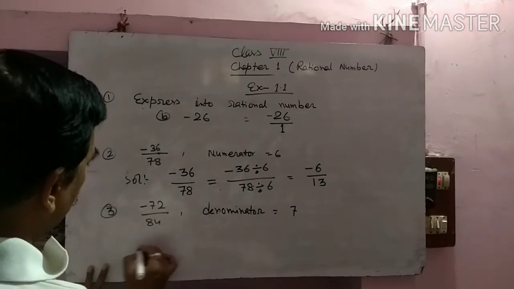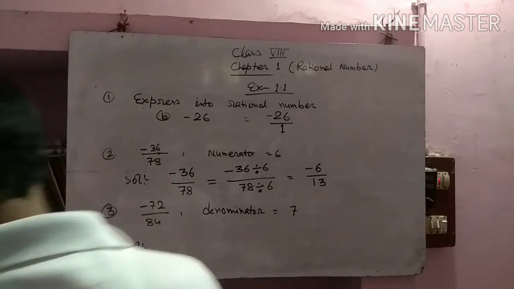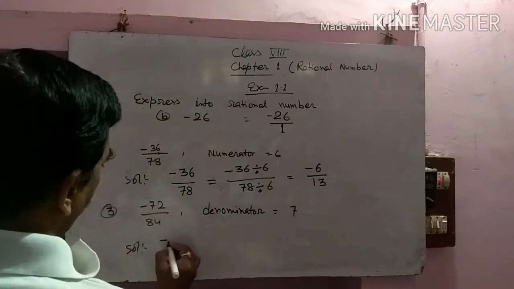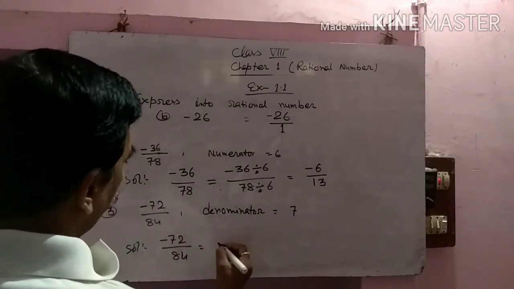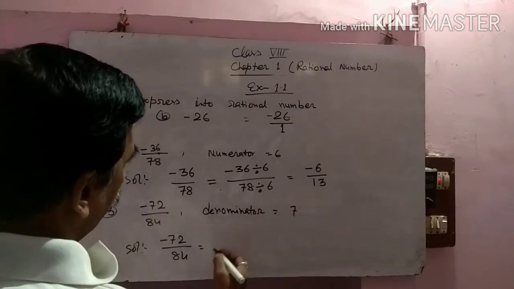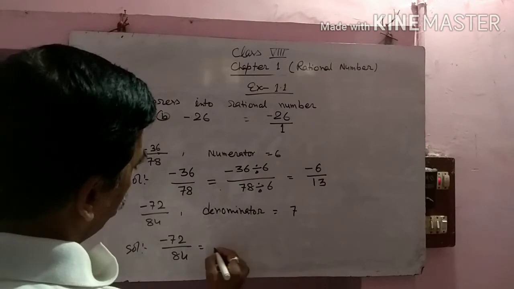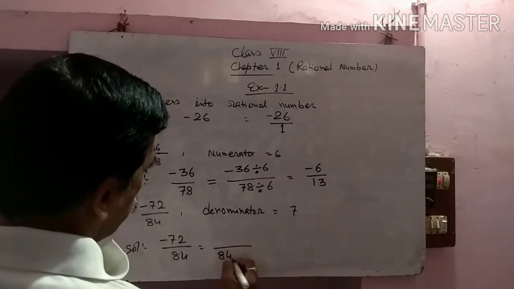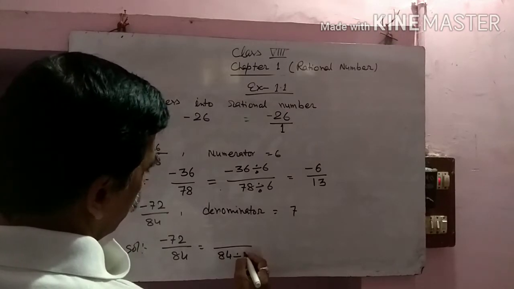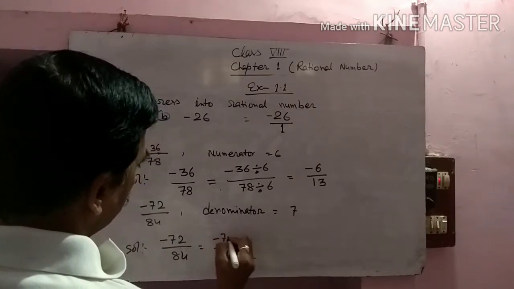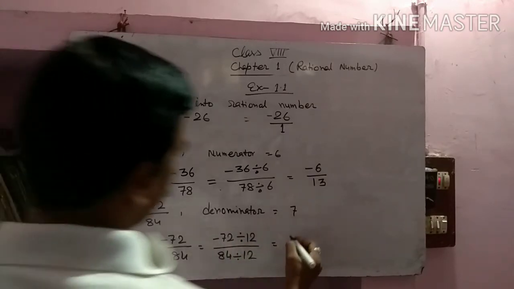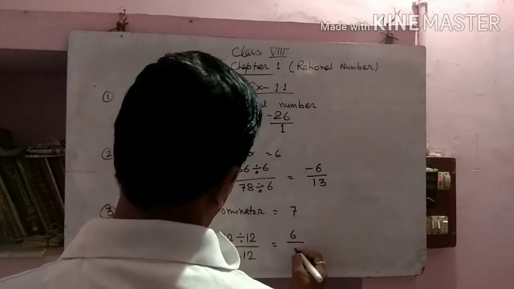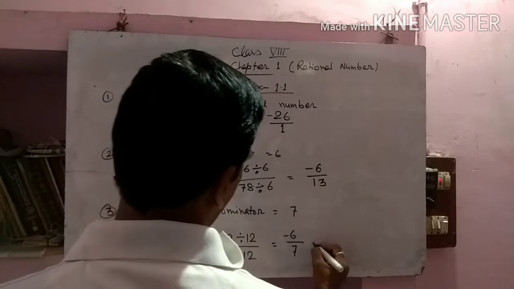In that case, the number is minus 72 by 84. To get a denominator of 7, what do we have to do? We should divide the denominator by 12. So minus 72 divided by 12, and the number becomes minus 6 by 7. Okay? Pause the screen and write this one also.